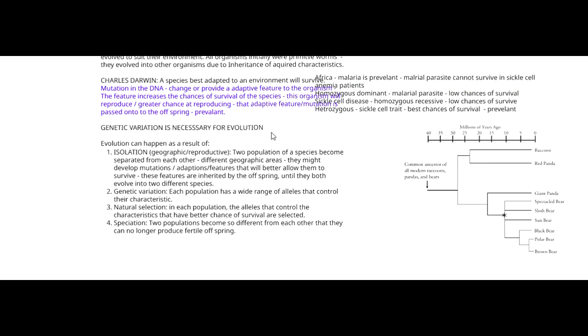Okay, in geographical isolation, what happens is that two populations of the same species may become separated from each other physically due to a geographical barrier.